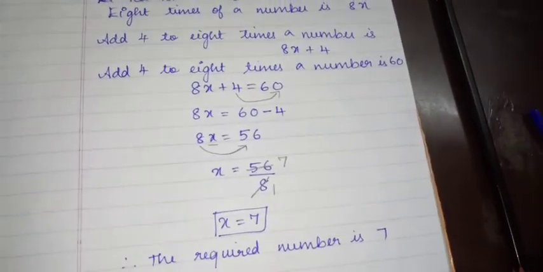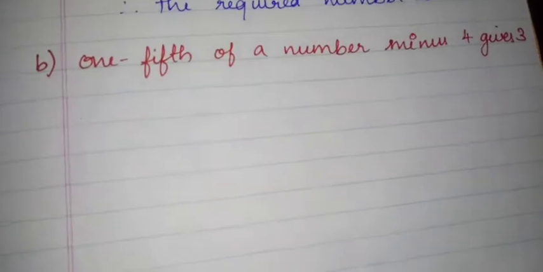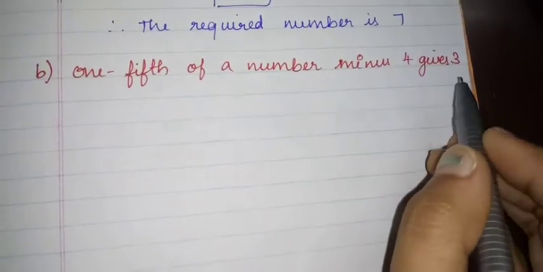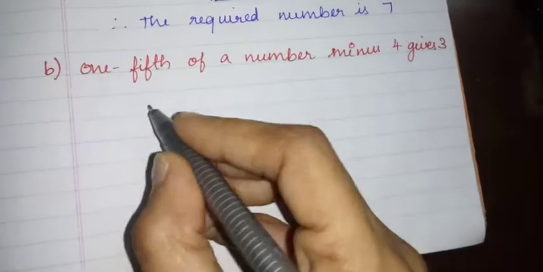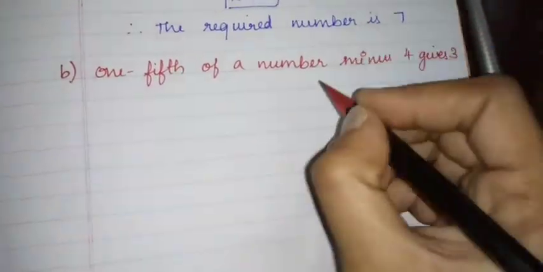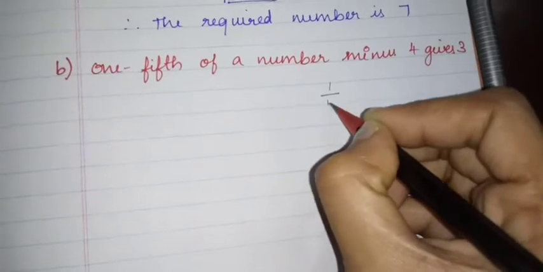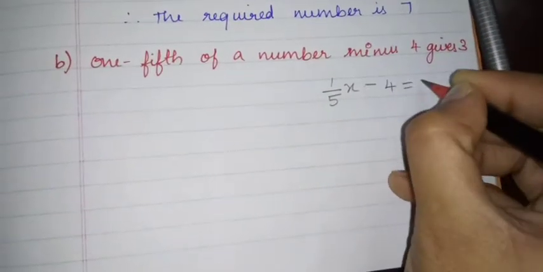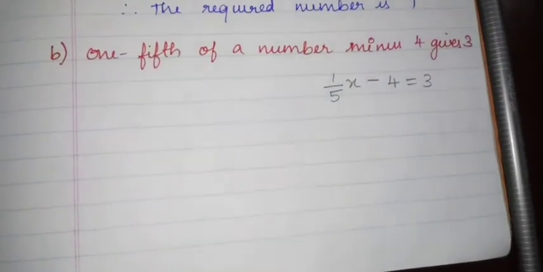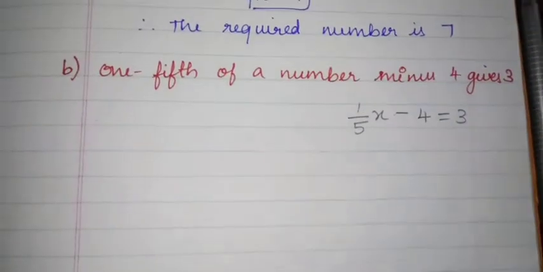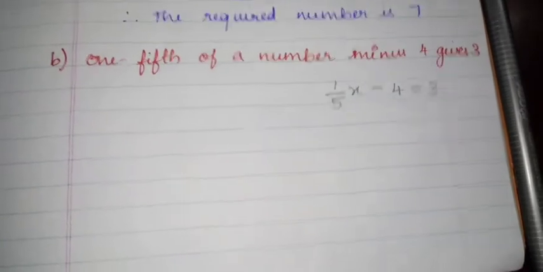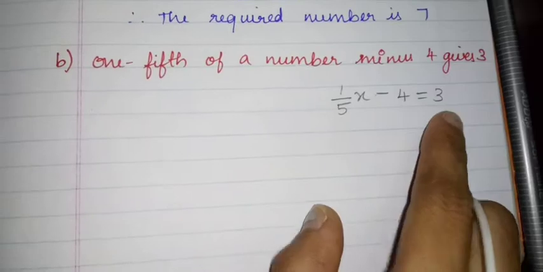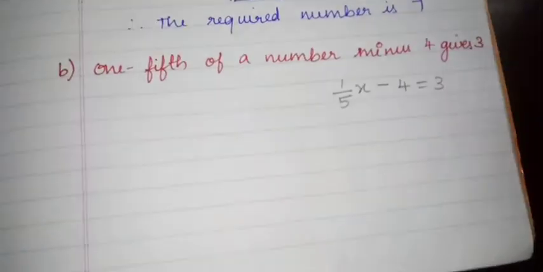Okay children, next is your B problem. 1/5 of a number minus 4 gives 3. Okay, so what is meant by 1/5 of a number, children? 1/5 of a number means 1 by 5x, correct? Minus 4 gives 3. So this is the equation which you are framing from the given statement. So I am going to write the equation now.